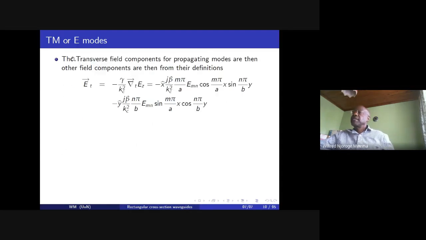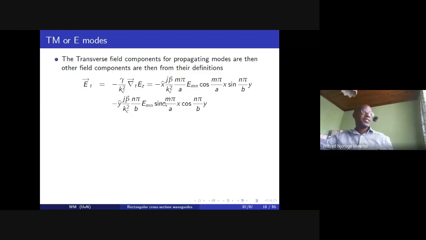The transverse field components for the propagating modes, and remember we defined propagating modes for which gamma is equal to j beta, or the operating frequency f is above the cutoff frequency, then these will be the functions given here: the transverse component of E_T equal to minus gamma by Kc squared and del_T Ez. Remember that Hz is equal to 0 for this particular case, and therefore we have that kind of expression there. And we also have a Y component with that value.